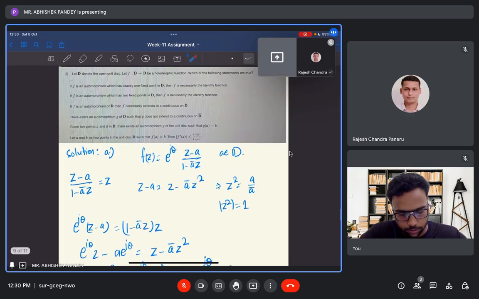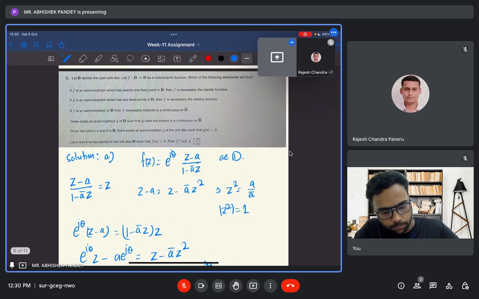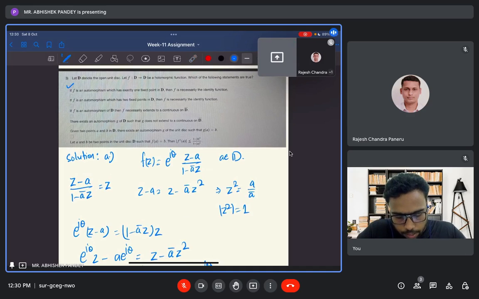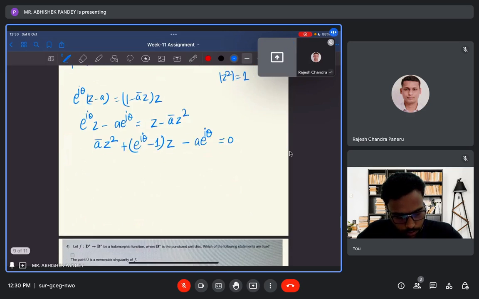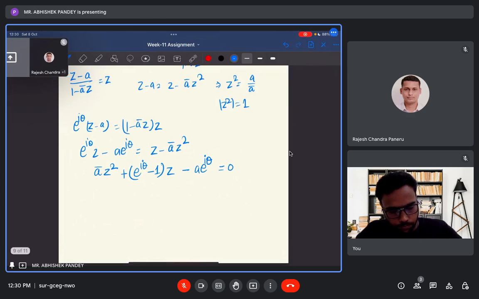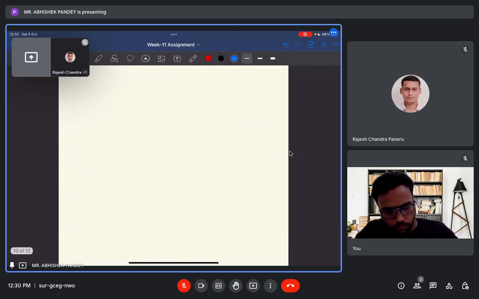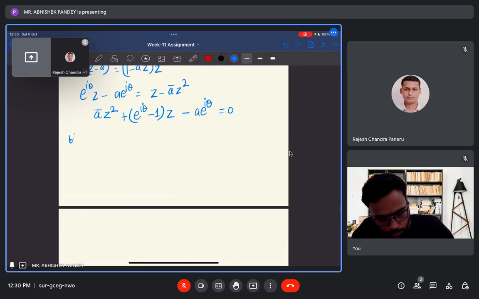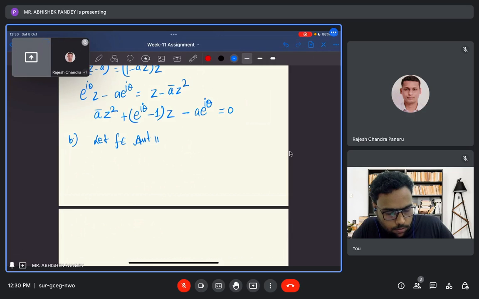Fine. Let us move towards the next statement. If f is an automorphism which has two fixed points in D, then f is necessarily the identity function. So this we will see. Option B: let f belong to the automorphisms of D, and z1, z2 be its two fixed points.